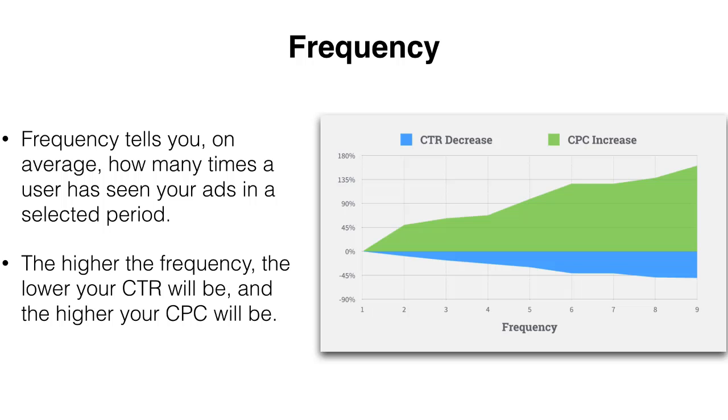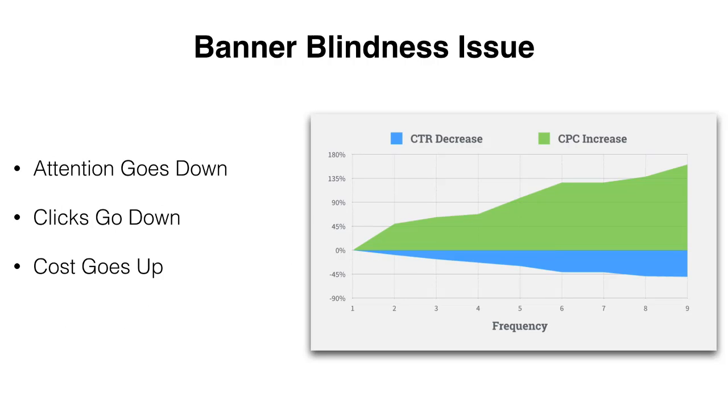Frequency tells you on average how many times a user has seen your ads in a specific period. The higher the frequency, the lower your click-through rate will be. That's the percentage of time somebody will click on your ad. And the lower your click-through rate is, the higher you're going to pay per click, right? The more it's going to cost. So the easy way to put it is your attention goes down on your ads, your clicks go down, right? And your cost goes up.